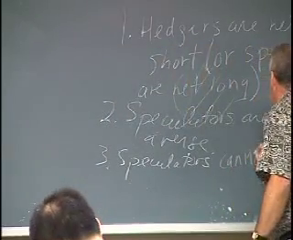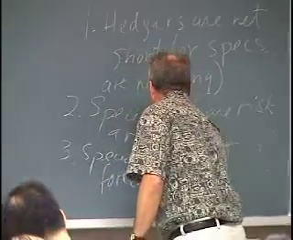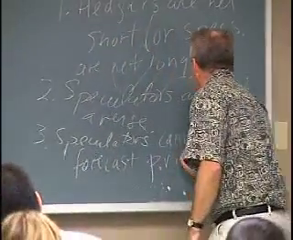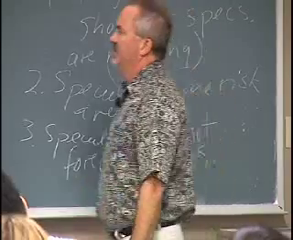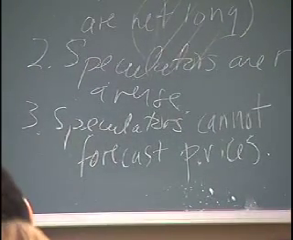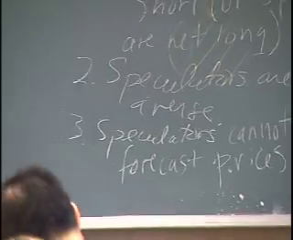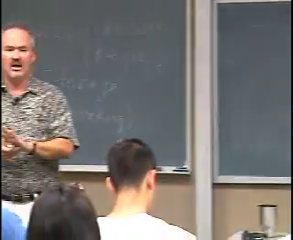cannot forecast prices. So on average, speculators cannot exactly predict where the market is going. So in essence, what this theory assumes is that speculators are selling insurance to hedgers. The hedgers are net short, speculators are net long.